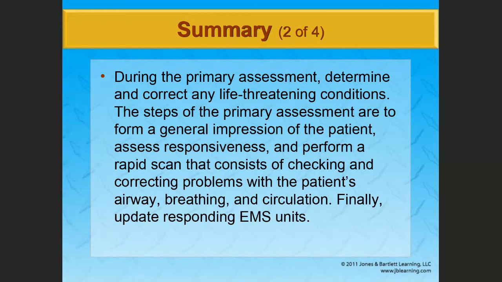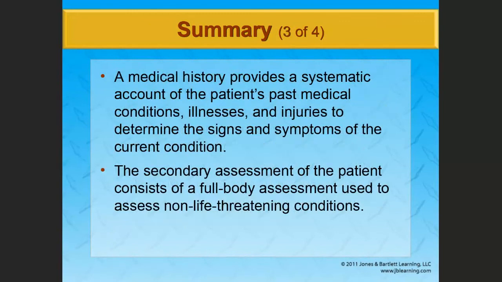Finally, after we complete the ABCs, is this a patient that is critical? Is this a patient that is stable? Update EMS. A medical history provides a systematic account of the patient's past medical conditions, illnesses, and injuries to determine the signs and symptoms of the current condition. The secondary assessment consists of a full body assessment used to assess non-life-threatening conditions. If it's a trauma patient, after ABCs, we go straight to the secondary and then history. If it's a medical patient, it is ABCs, history, then secondary assessment.